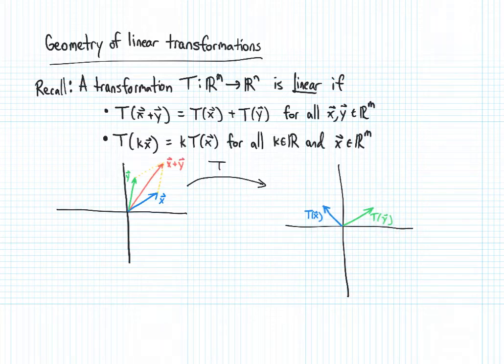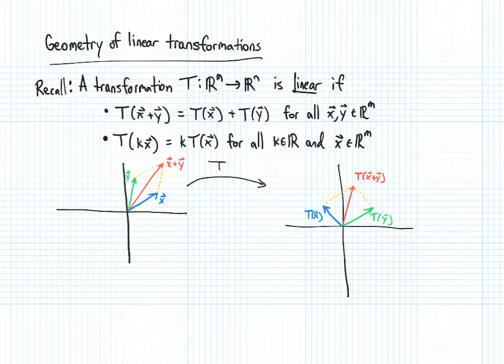Now recall that addition of vectors has this nice geometric interpretation by the parallelogram rule. So we can represent x plus y as the vector that goes to this other vertex of the parallelogram spanned by x and y. And now, when we look at the linearity conditions, we see that when we plug in x plus y into T, we get T of x plus T of y. And so as a result, T of x plus y also satisfies this parallelogram relationship with T of x and T of y. This is because of linearity that this happens.